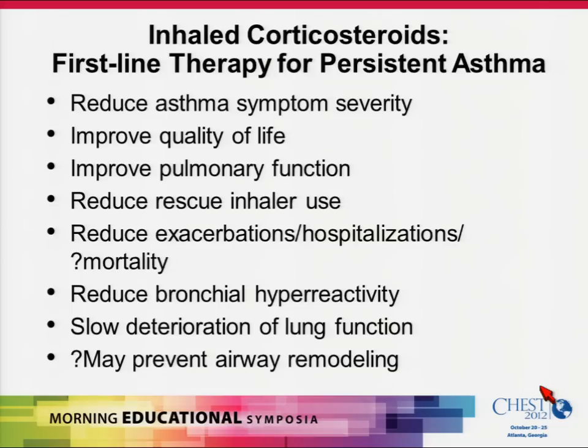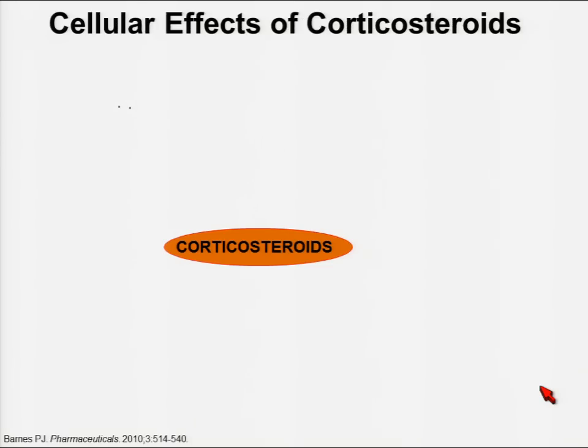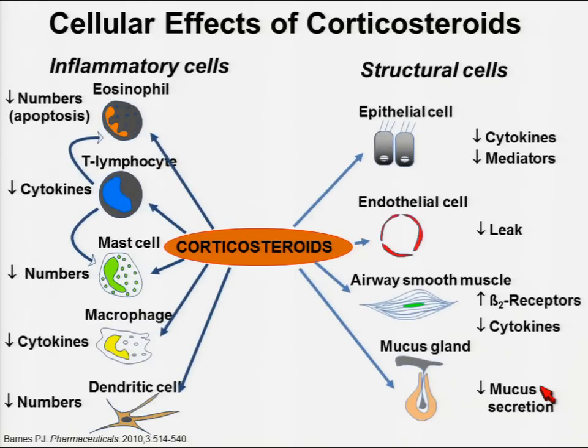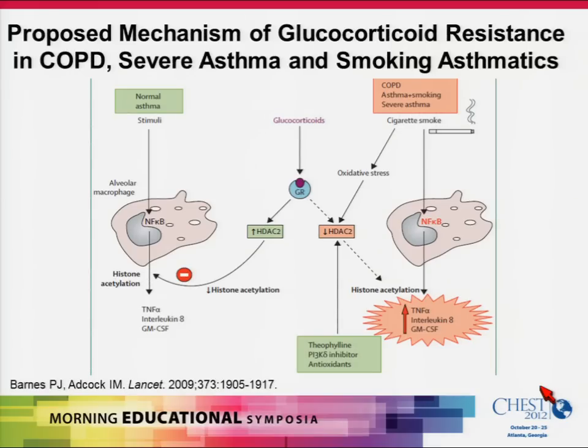And inhaled steroids are usually used as add-on therapy in COPD in the high-risk patients, in patients in group C and D. The reason the inhaled steroids work in asthma is they have multiple effects on both inflammatory cells as well as structural cells that play a role in asthma. Now, one thing to know about inhaled steroids is that they do need the enzyme system histone deacetylase 2 system, which is very important for steroids to work.